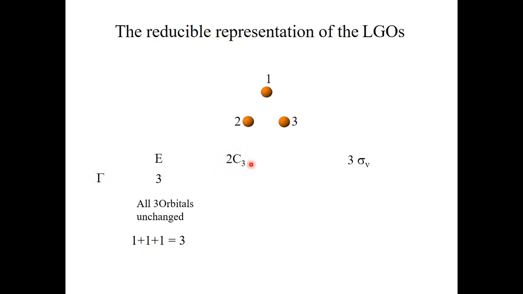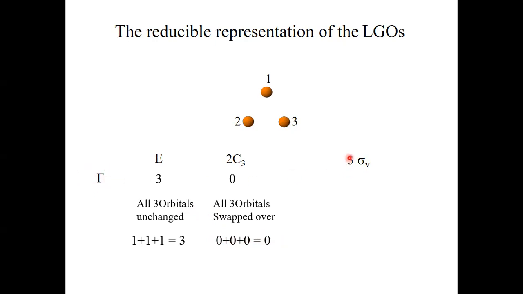So secondly, we need to look at the C3 symmetry operations. We only need to look at one of the two, so we could either choose the C3 1 or the C3 2. That wouldn't matter. But regardless of what we do, we see that when we carry out the C3 symmetry operation, all three orbitals change their positions. So that means that all three orbitals get the character 0. And 3 times 0 is 0, and that gives us the second character in our reducible representation.